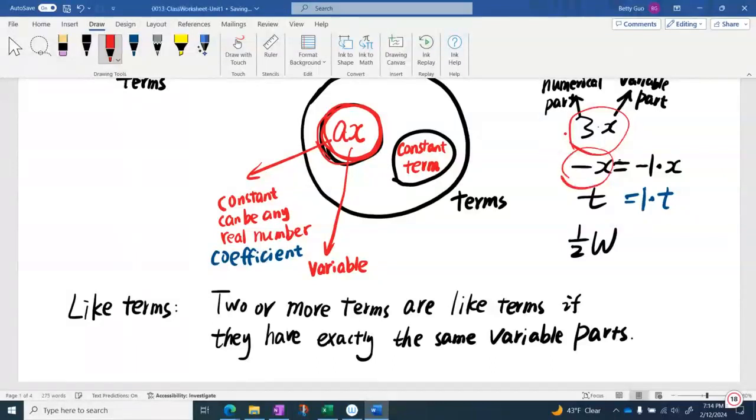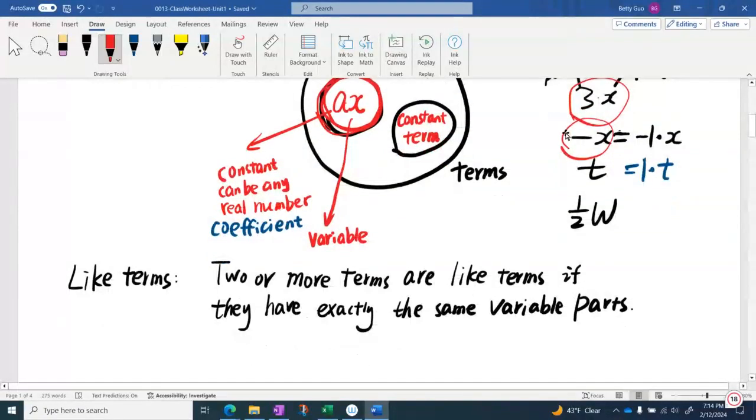Because those two terms have identical variable parts. Their coefficients are different, no problem. We don't care about the coefficients. We only care about their variable parts. As long as their variable parts are exactly the same, they are like terms. So 3x has a variable part x, negative x has variable part x, so they are like terms. Very good. If we have like terms in an expression, you know what we can do?